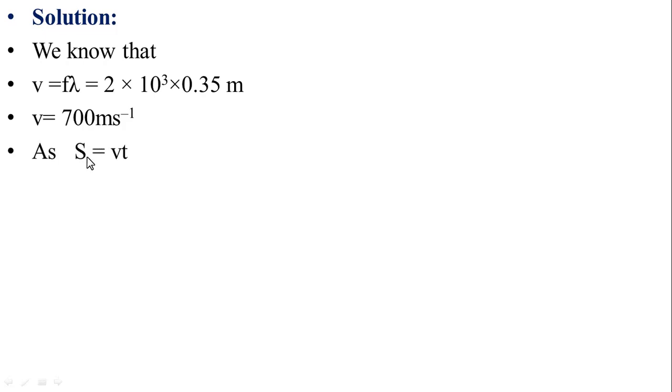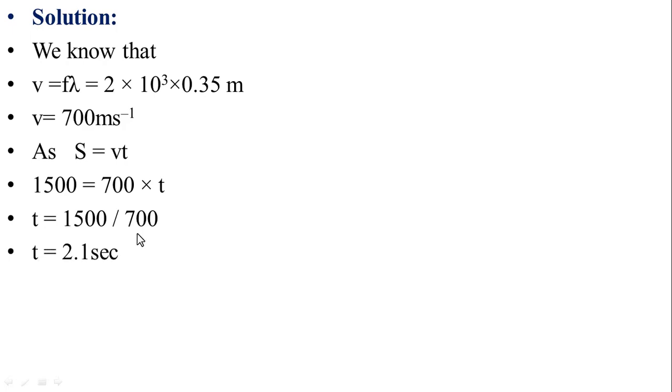We also know that S is equal to Vt. We have S is equal to 1500 is equal to 700 multiplied by T. Dividing 700 to the other side, T is equal to 1500 divided by 700. Then T is equal to 2.1 seconds. So the result is that the time taken T is equal to 2.1 seconds.